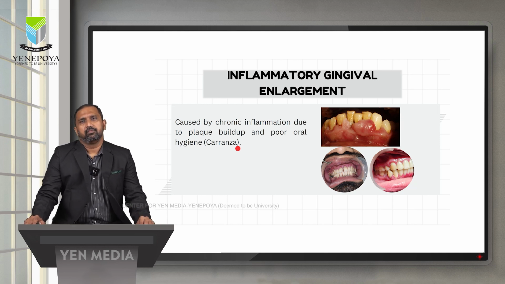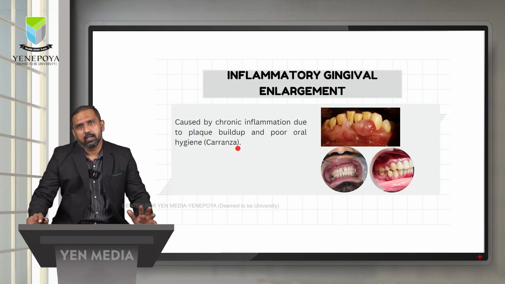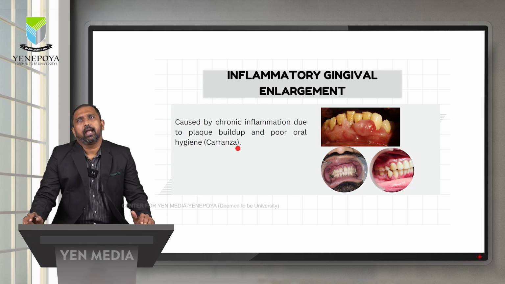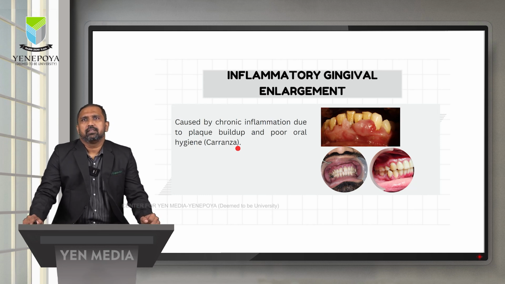This is called an inflammatory enlargement. Typically, this subsides with the removal of the local factors which are causing this enlargement. If you remove the local factors, the inflammation automatically subsides and the inflammatory enlargement comes down. How does it look? Typically it looks reddish in color, as it looks in the picture.